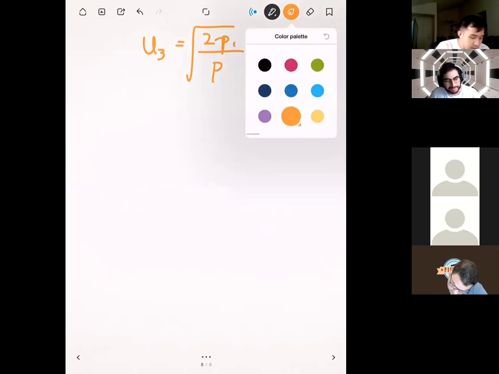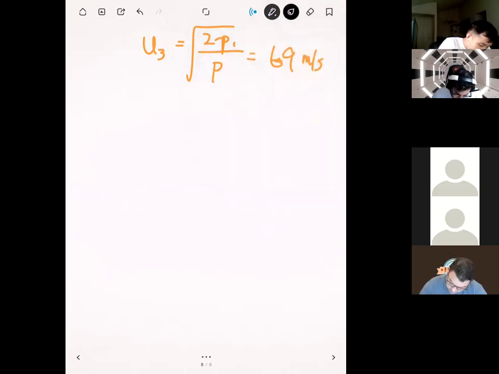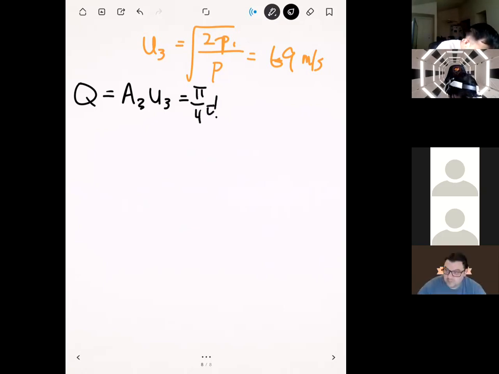Okay, so now that we know velocity, we can compute the flow rate, right? And so remember, the flow rate is just the product of area times velocity. Since this is the velocity at location 3, we need to multiply this by the area at location 3 also. The area at location 3 is going to be pi over 4 little d squared, times U3. And so we plug in all the numbers, and what we get is 0.00542 meters cubed per second.